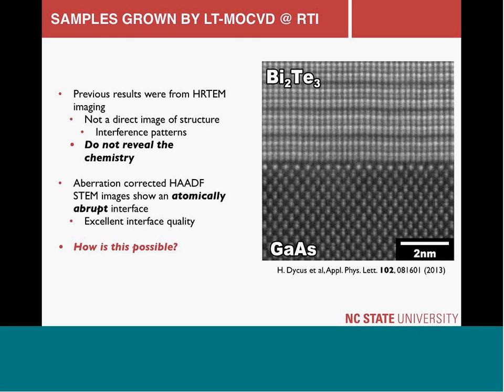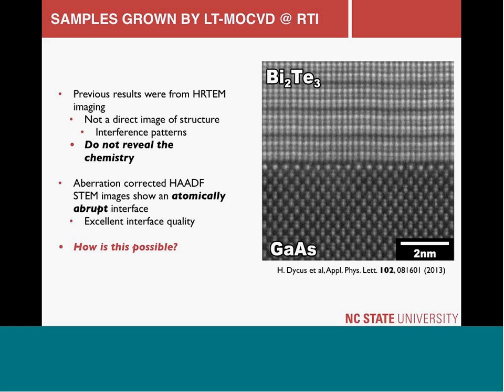Okay. Now, the HRT imaging was not a direct image of the structure. It was an inference pattern. They did not have the chemistry at that interface. Aberration-corrected STEM, a high-angle annular dark field STEM, shows an atomically abrupt interface. Remember the silicon case where it was kind of smeared out? With this, we have an atomically abrupt interface, just growing the bismuth telluride straight on top of that substrate. Okay. So how are we getting such epitaxy?